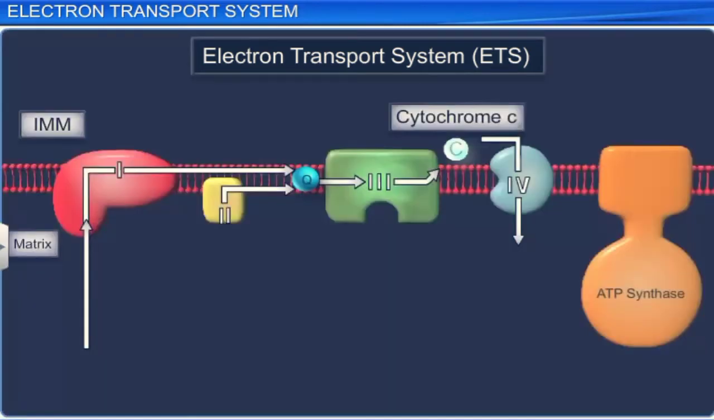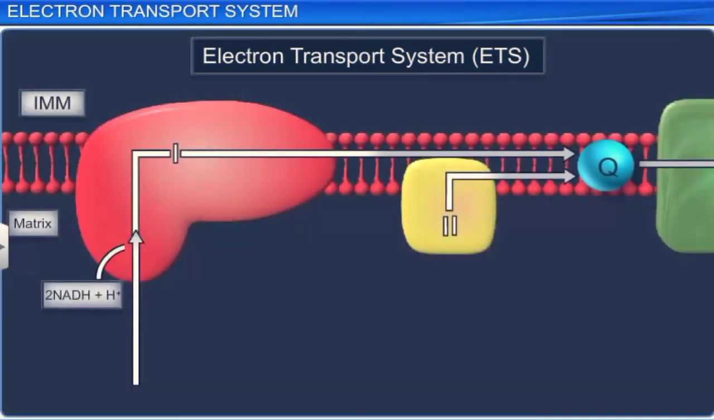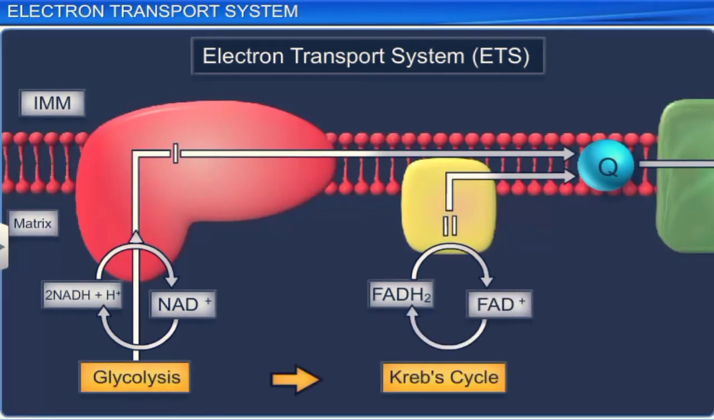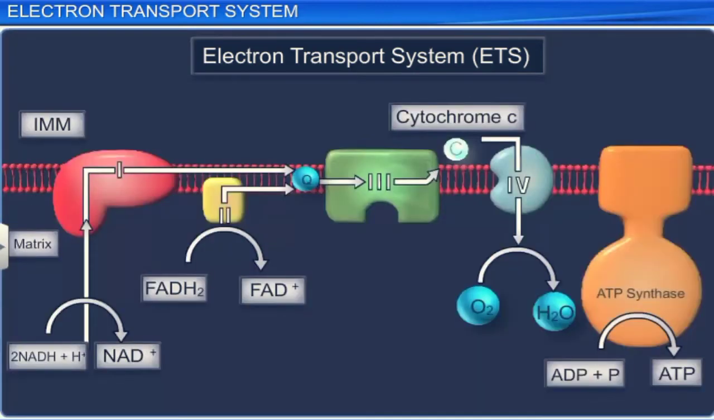ETS serves 3 important functions in aerobic respiration. It regenerates the oxidized form of coenzymes to be used in glycolysis and the Krebs cycle. It transports 2 H+ and 2 electrons to oxygen, and it utilizes the energy of the coenzymes in the production of ATP.